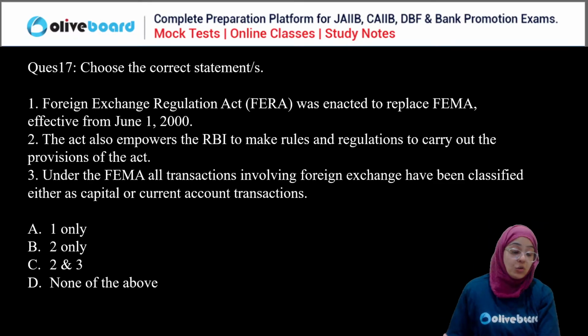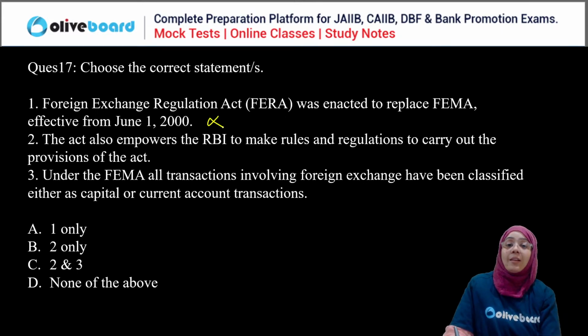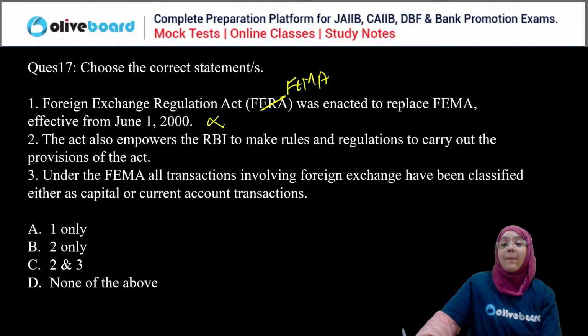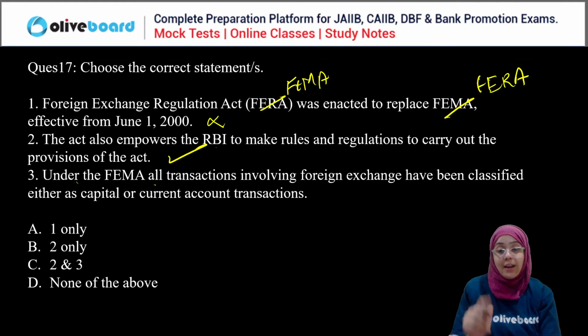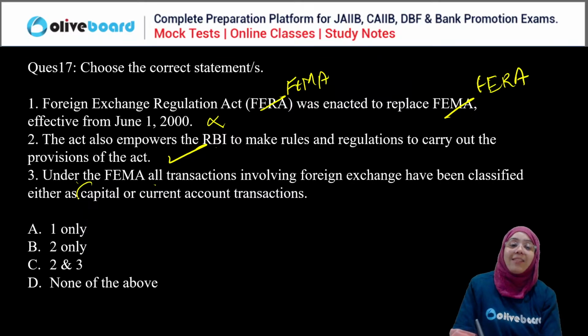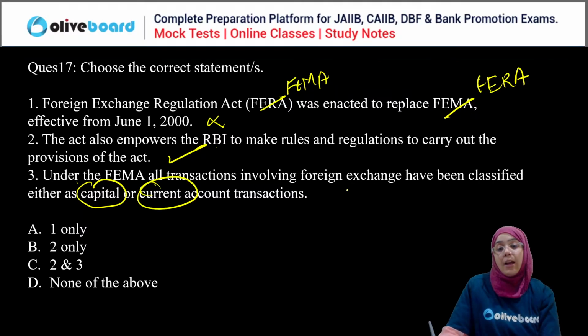So, the Foreign Exchange Regulation Act was enacted to replace FEMA. It is actually false. FEMA has been enacted to replace FERA, right? So, first is wrong. The act also empowers RBI to make rules and regulations to carry out the provisions of this act. Correct. Under FEMA, all the transactions involving foreign exchange are classified as either capital or current account transactions.